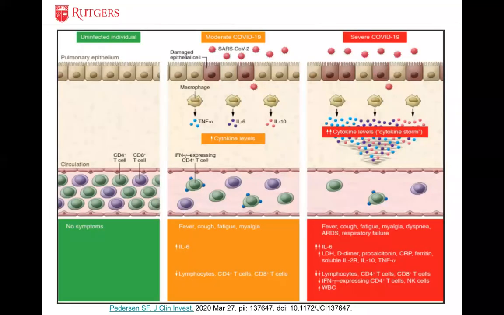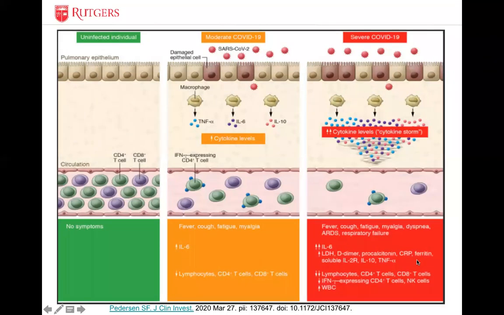Okay, this is another diagram showing you the pathophysiology of CRS in COVID-19 infections. And as you can see, in the uninfected individual, you've got nothing. In the moderate patients, you start to see the macrophages producing these inflammatory cytokines. And you have the CD4 T cells, which are expressing interferon gamma to some extent. And this is important. As you look at the right panel here, you have these increased cytokine levels that are now in this swirling storm. So you just have an excessive amount of production. What you end up developing are symptoms such as ARDS and shock.